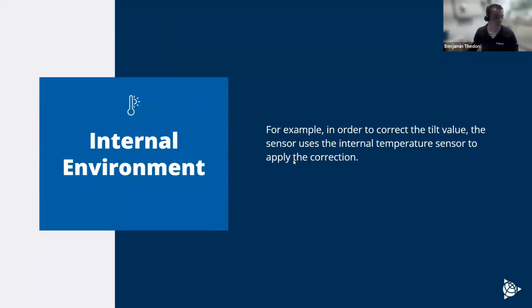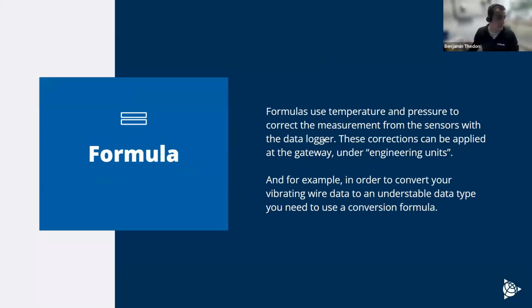So internal temperature, as I mentioned, is extremely important to apply the correction. And this can also be used in our software, Trimble 4D, to collect and import, and the customer can also see the variation of the internal temperature of the sensor. The formulas are applied on the gateway, and it's called engineering unit, and the customer can predefine and configure this formula.